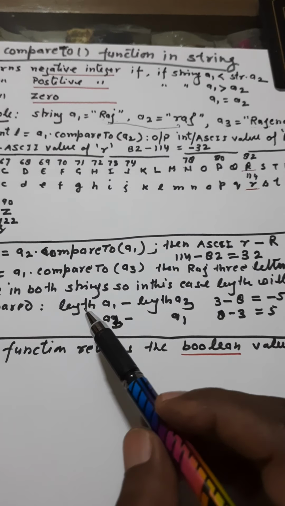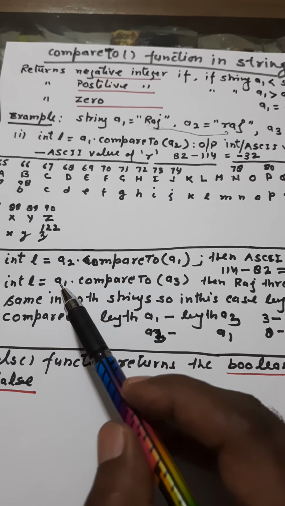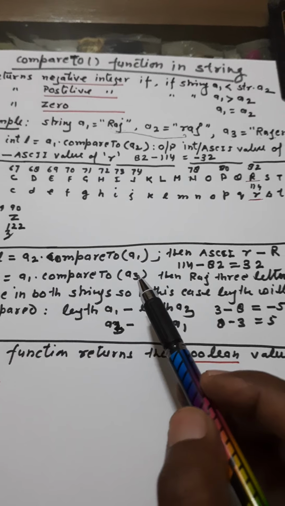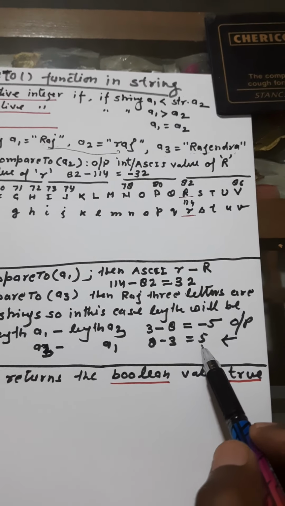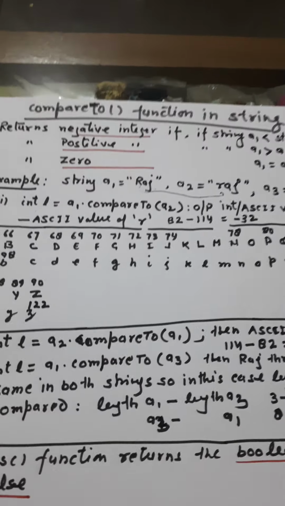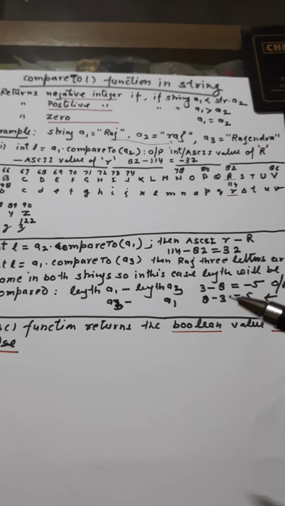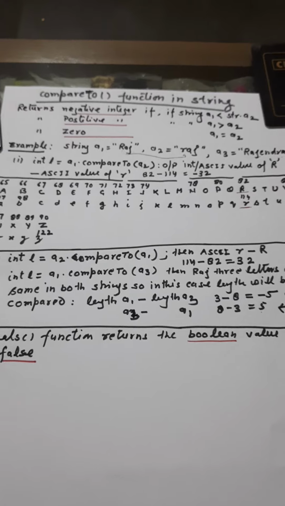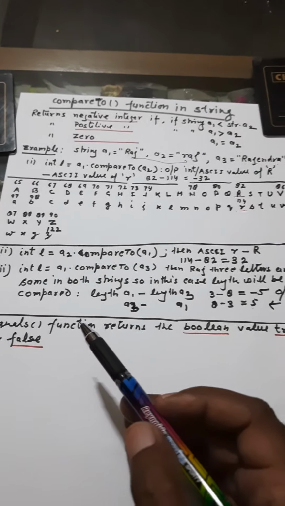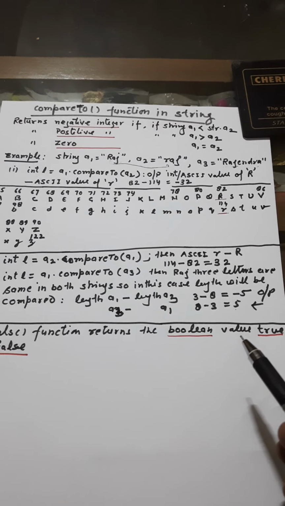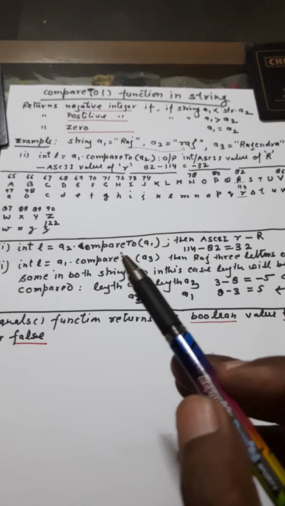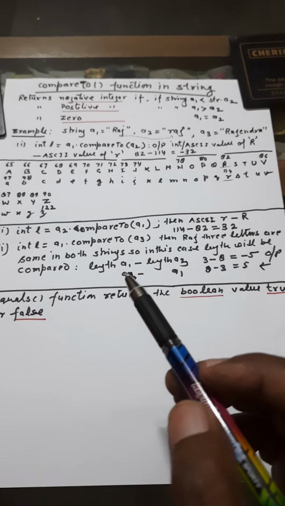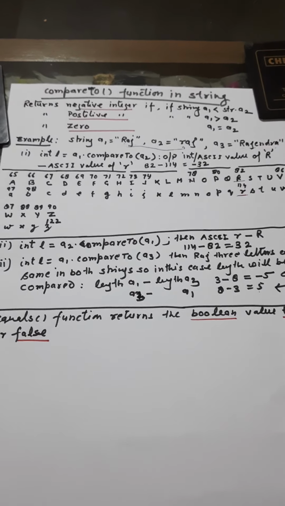If you change it and write a3.compareTo(a1), then what will happen? 8 minus 3, so the answer will be 5. It means if all the letters of the first string match the second string, then in that case the length will be compared. The equals function returns the boolean values true or false, whereas the compareTo function returns an integer value. This is very important, right? Okay, thank you.